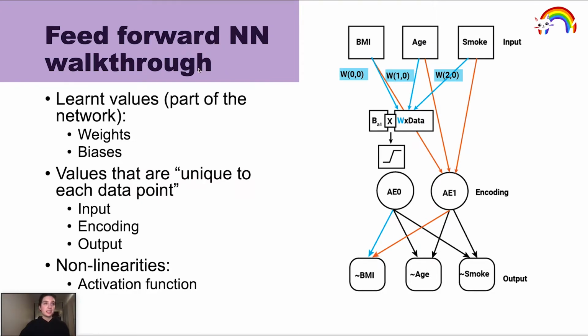Just to reiterate what I said on the first slide, the learnt values, the parts of the network that are the parameters of functions that we're aiming to optimize, are the weights and the biases. You can think of the values that are unique to each data point being your input, so this depends on a particular patient. Your encoding will be dependent on that patient and multiplied or parameterized by the features that we've learned, those weights and biases, but that should be relatively unique to a patient or a data point. And finally, the output again is dependent on your input, so relatively unique, it's not a learnt feature. And then the nonlinearities are these activation functions that occur before each of our layers in the network and also our output.